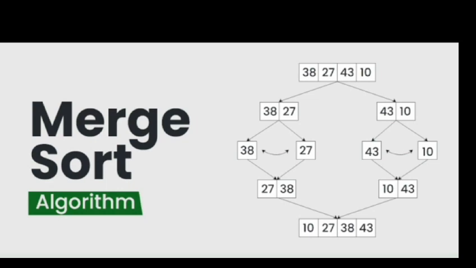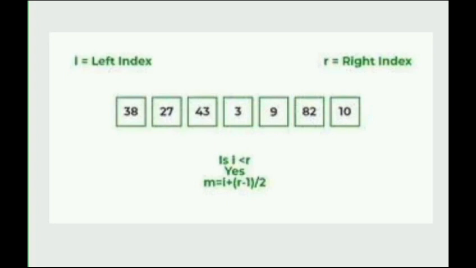Merge sort is defined as a sorting algorithm that works by dividing an array into smaller subarrays, sorting each subarray and then merging the sorted subarrays back together to form the final sorted array. Let's see how merge sort works with a problem statement.